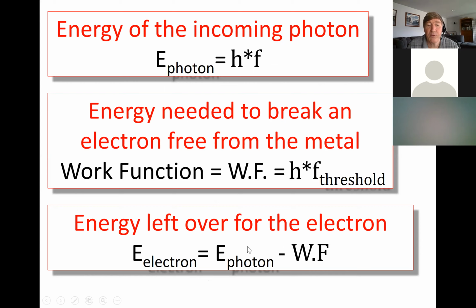However much energy the photon initially had minus whatever the work function was, that's how much energy the electron has left over. Okay, so when Einstein figured all this out, it explained the photoelectric problem, and it also ended up explaining the light bulb problem.